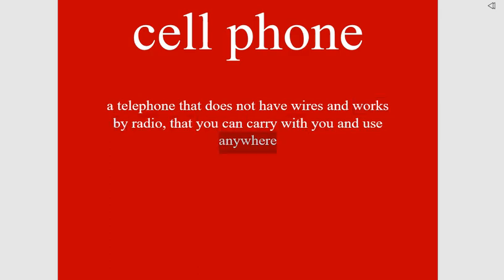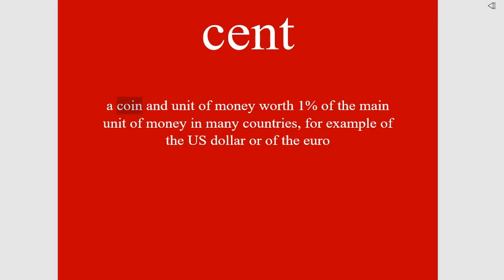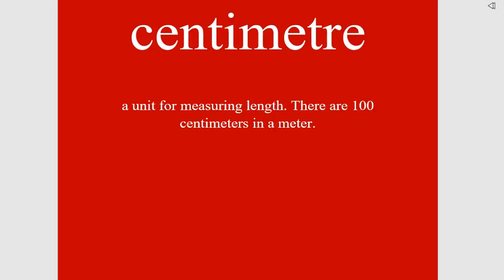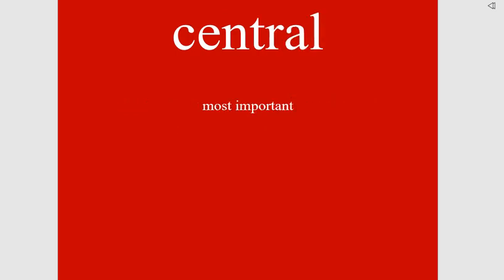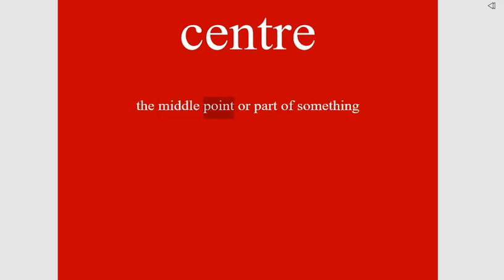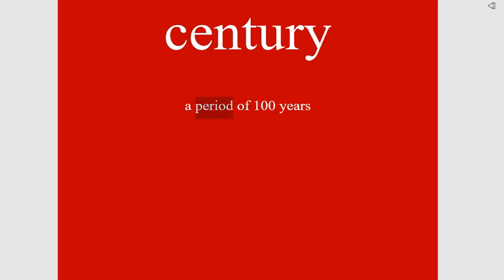Cent. A coin and unit of money worth 1% of the main unit of money in many countries, for example of the US dollar or of the euro. Centimeter. A unit for measuring length. There are 100 centimeters in a meter. Central. Most important. Center. The middle point or part of something. Century. A period of 100 years.